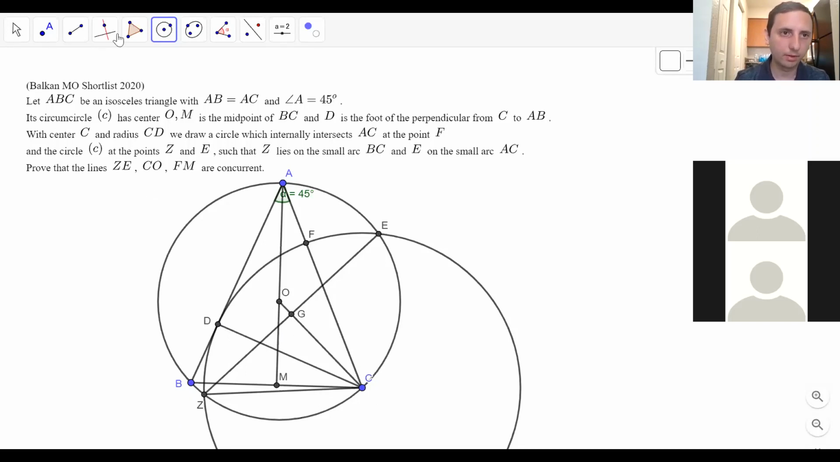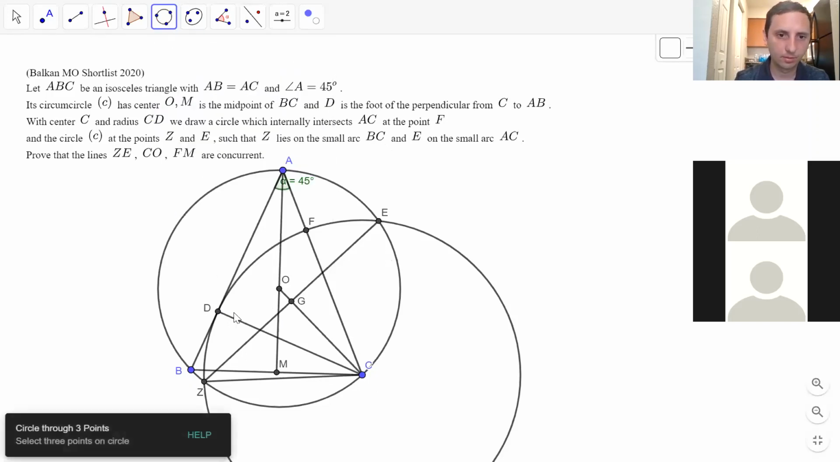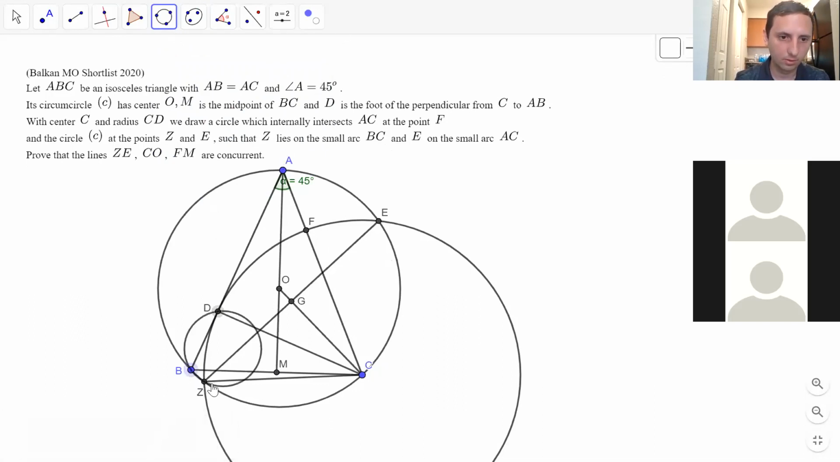Is DVZM cyclic? No. But we have to be really close here. So MDF is 90, so MD is parallel to OC. Can we show ZE is the perpendicular bisector of DM? We know it's perpendicular to DM. How do we show it also?